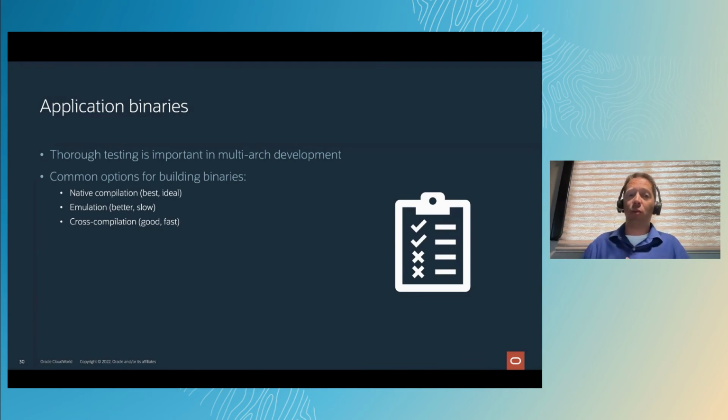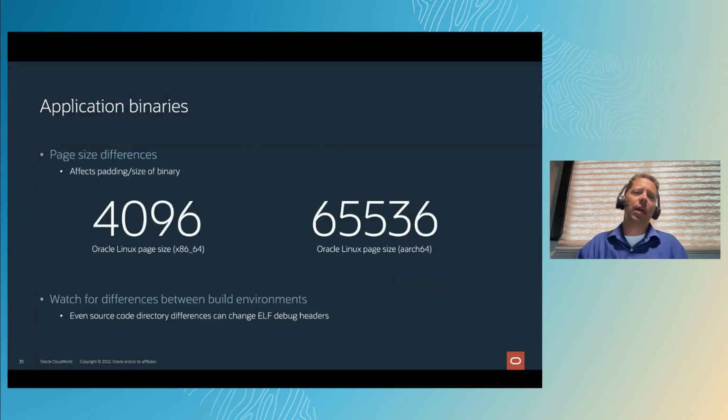Emulation is another option as well. It's slower, but it's available. Cross compilation is another good option, and it's really fast, but you might get some unexpected variability. Again, any of these can result in variability as well. So again, test. I can't say that enough. With any sort of multi-architectural development, any development in general, you're going to want to thoroughly test.